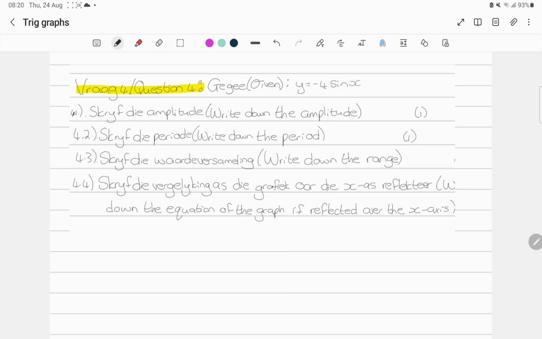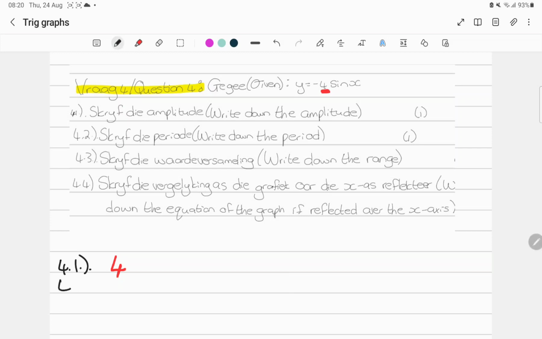So the first question asks you to write down the amplitude of y equals minus 4 sine x. Now remember, your amplitude is always the number in front of your sine, or in front of your cos, or in front of your tan. So in this case, my amplitude is going to be 4. Remember, it can never be negative, so it's just a normal 4.